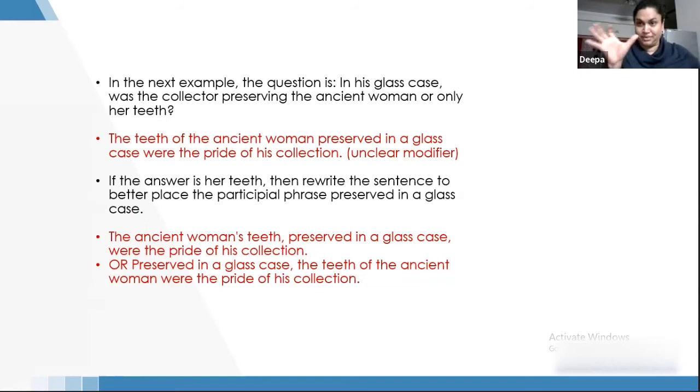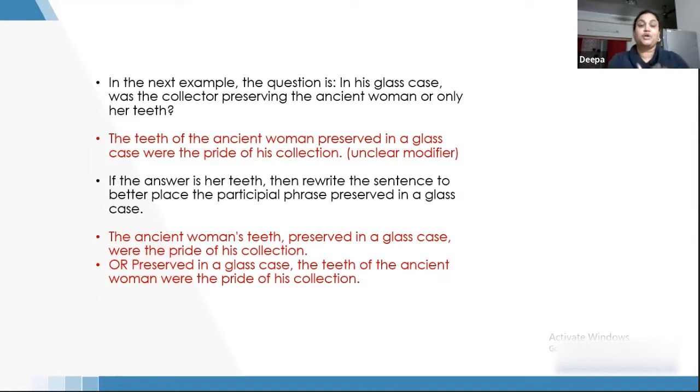So we have a descriptive aside, and then we want to say that the ancient woman's teeth were the pride of his collection. So we have phrased it in such a manner that everything is very clear. Let's go to the next, a different way of using it also. Preserved in a glass case, the teeth of the ancient woman were the pride of his collection. I would prefer this more than the first one.